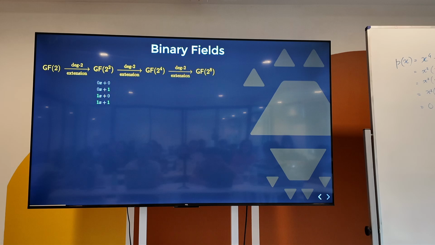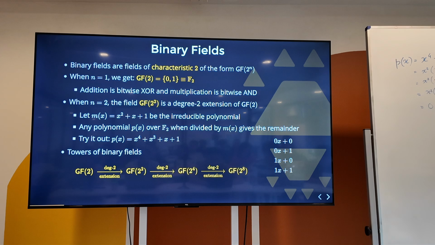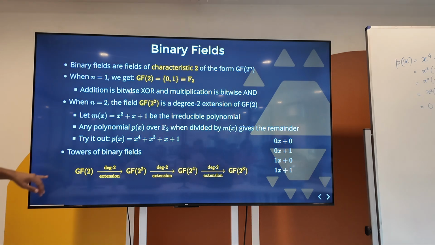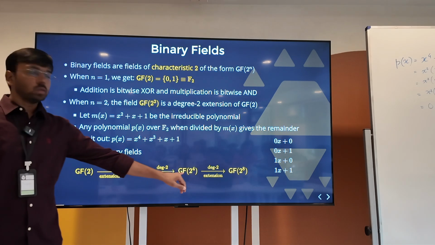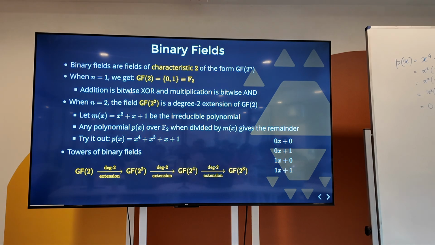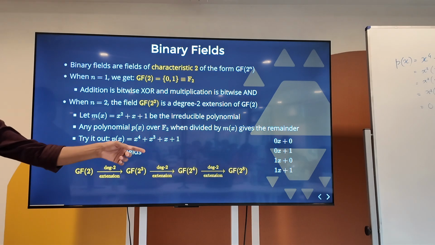So I wanted to ask, why only degree 2 extensions? Because any 2 to the k is a field. Yes, it's not necessary. You can go from this directly to this if you define your irreducible polynomial of that degree. In this case, we are interested in leveraging the structure, going step by step, because you will very soon see there is a nice structure that we get if we do this incremental thing.